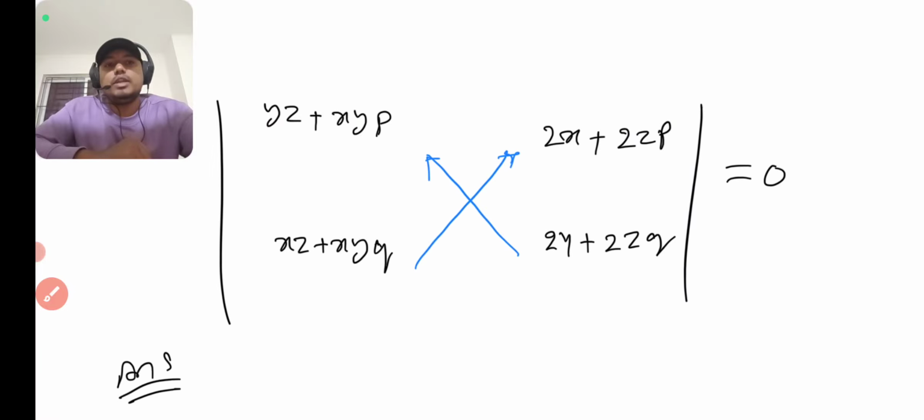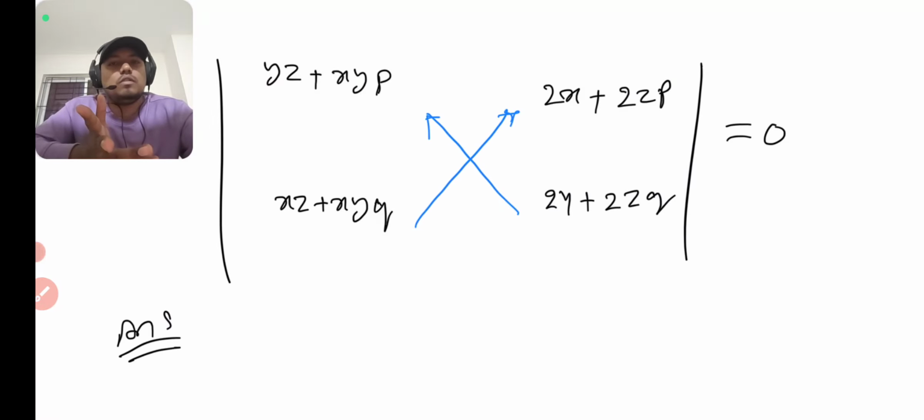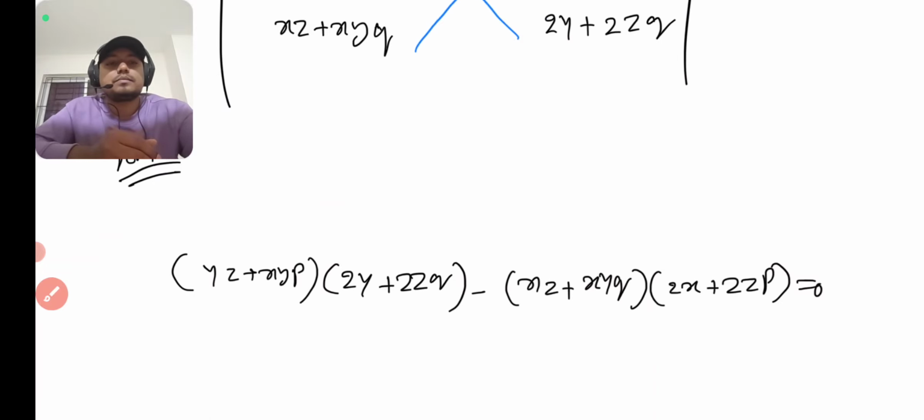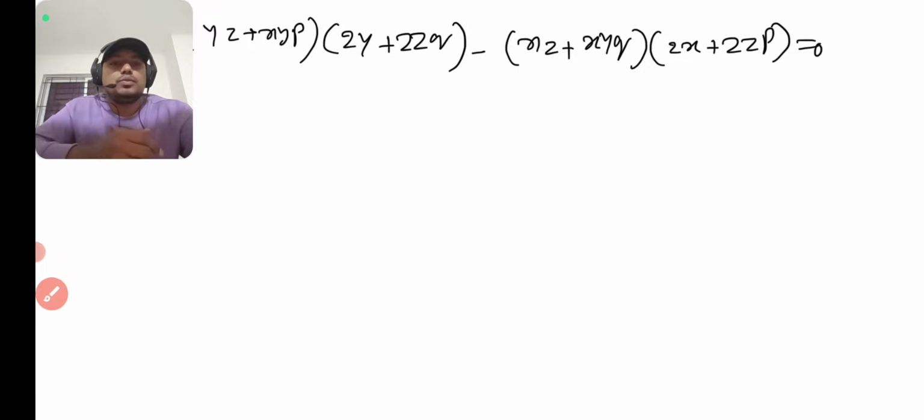And after substituting values here, do your cross multiplication the way you solve your determinant or matrices. Okay, these two multiply together, these two multiply together, is equal to 0. That becomes your final differential equation, which is a PDE. Why PDE? Because p, q, r are coming now. Okay, so here I am showing.